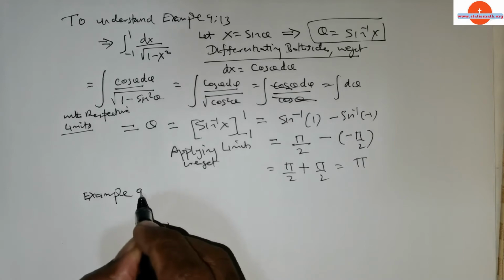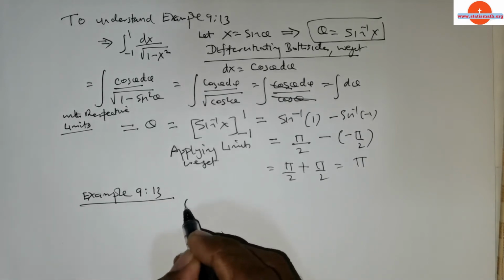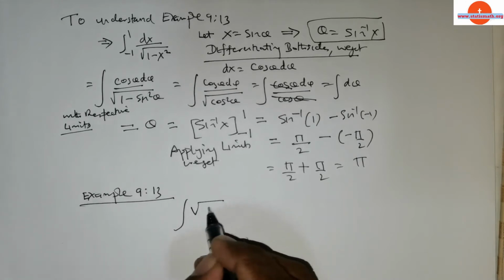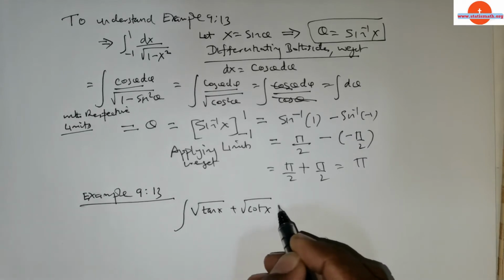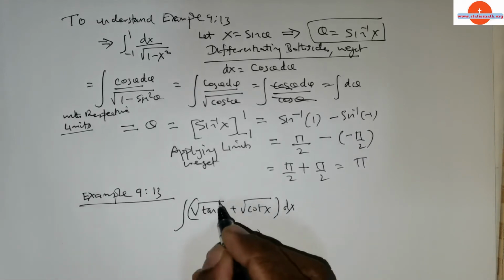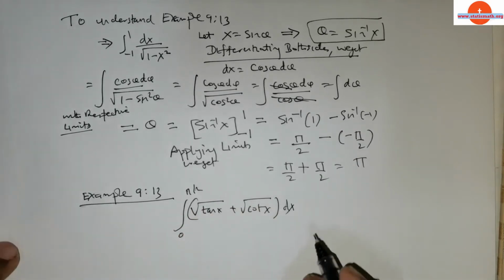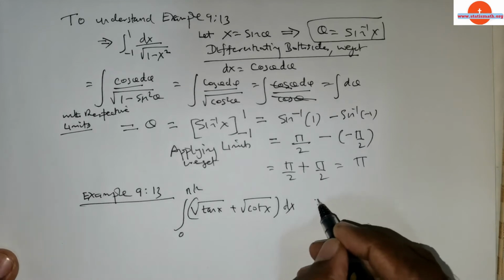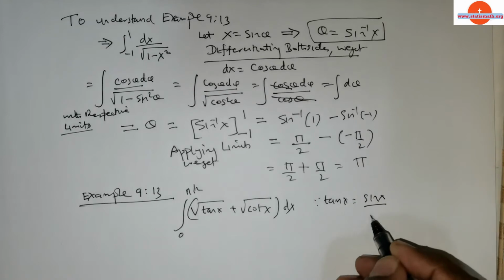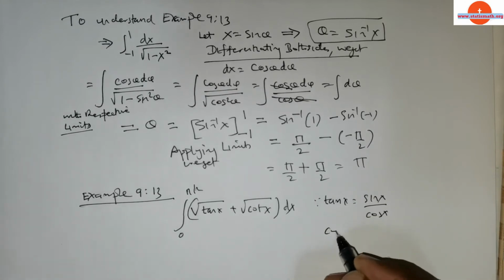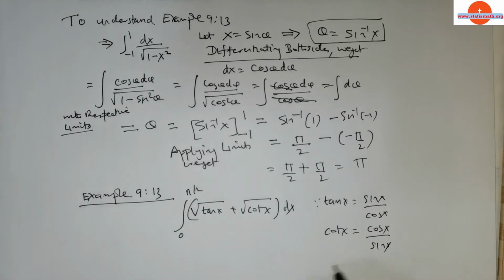The example given to us is 913. We are asked to integrate the integral of root tan x plus root of cot x times dx, and the limits are 0 to pi over 2. So what I would be doing is, I know that tan x is sine x divided by cos x, and cot x is cos x divided by sine x.